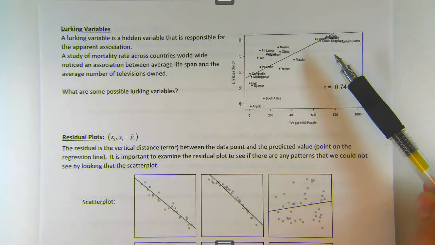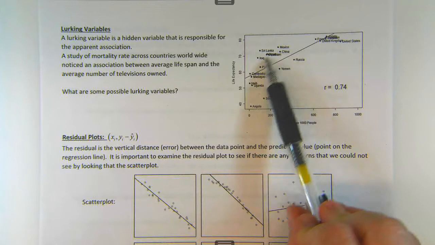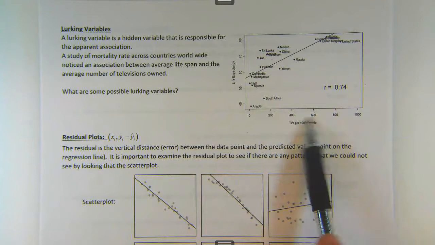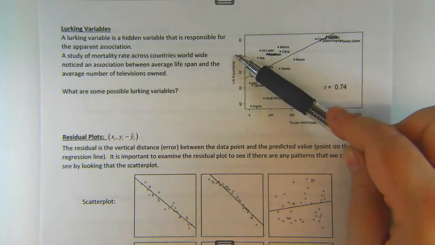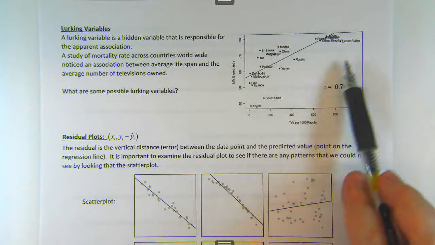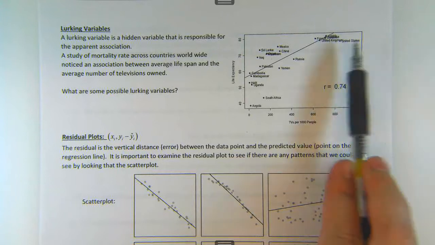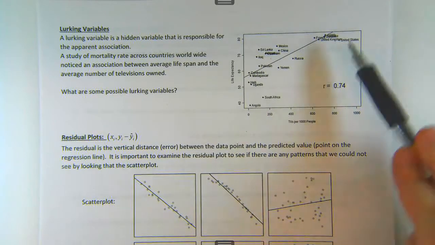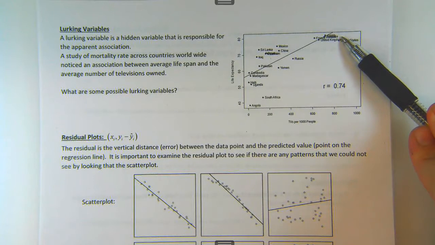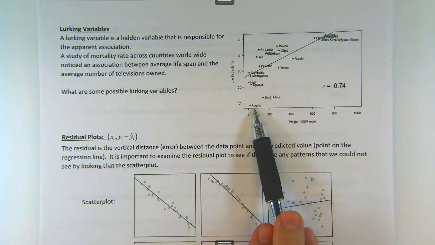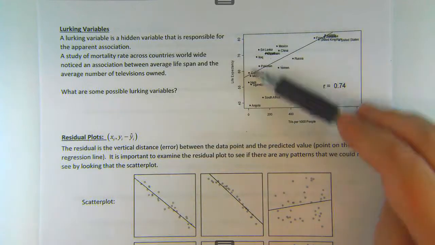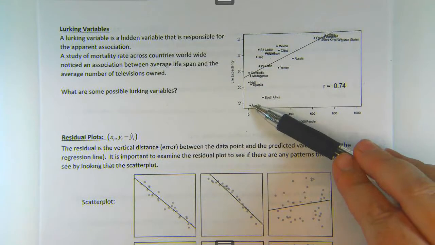So what we have in this graph here is a map of different countries, and what they did is they took how many TVs there were per 1,000 people, and they also graphed their life expectancy. So here's the United States. A lot of us have TVs, and we also have a fairly high life expectancy. Whereas down here with Angola, as you can see, barely any TVs, a very low life expectancy.